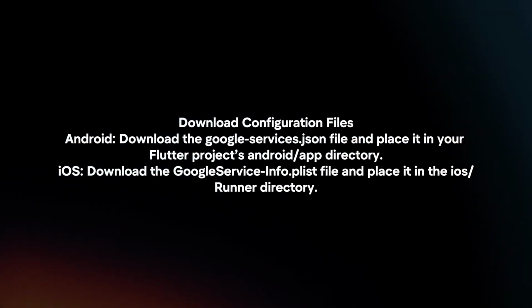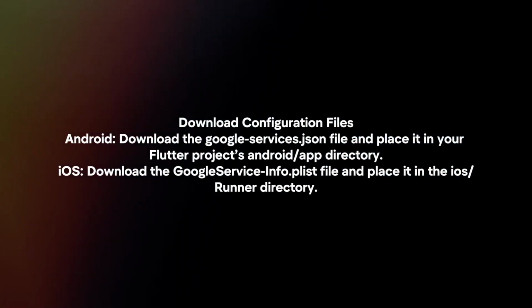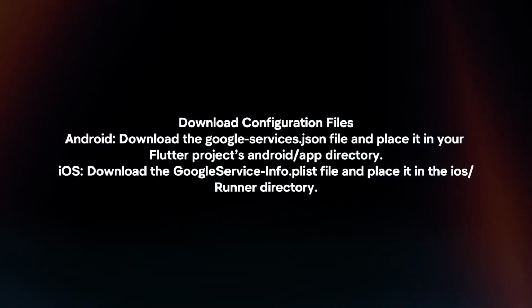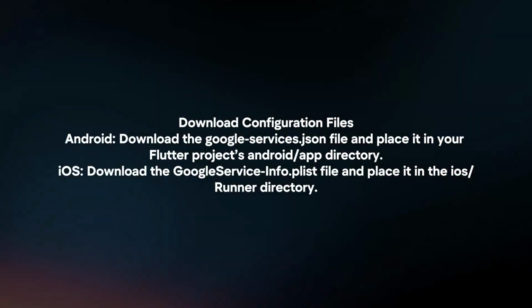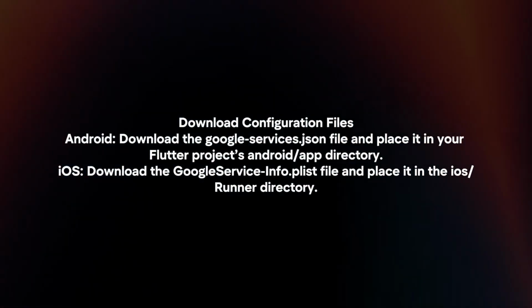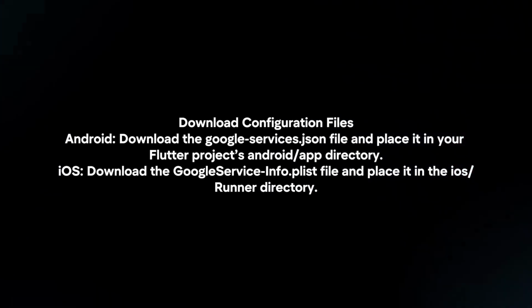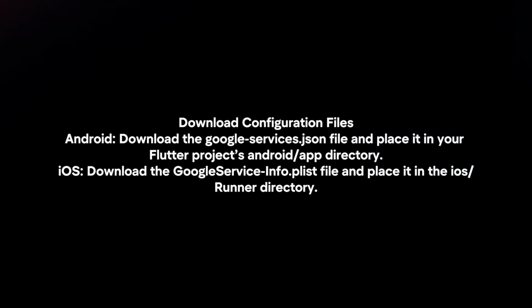Download configuration files. Android: download the google-services.json file and place it in your Flutter project's android/app directory. iOS: download the GoogleService-Info.plist file and place it in the ios/Runner directory.